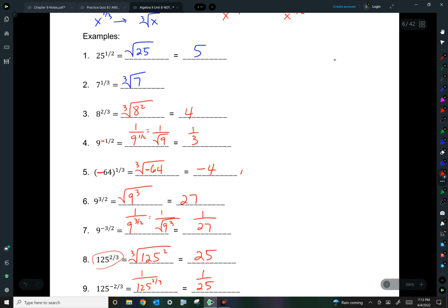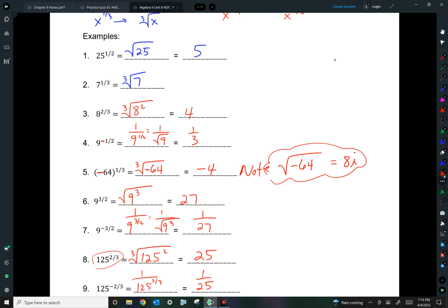Kind of a little note to keep in mind. It's not okay to do the square root of a negative. Remember when we talked about imaginary numbers and we said that that negative comes out as an i? So this would be like 8i. We're not doing this stuff in this chapter. We're not doing imaginary numbers. So you can't take the square root of a negative, but you can take the cube root of a negative.